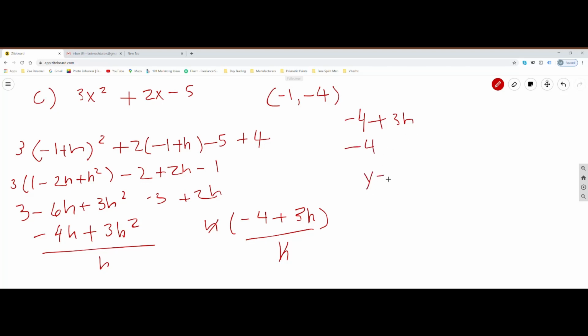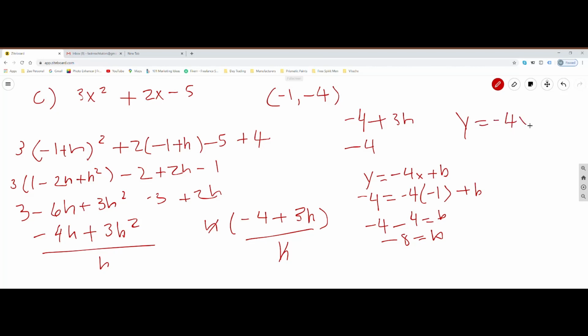So y equals negative 4x plus b. To substitute the points, negative 4 equals negative 4 times negative 1 plus b. Negative 4 minus 4 equals b. Negative 8 equals b. So y equals negative 4x minus 8. So the next one is D.